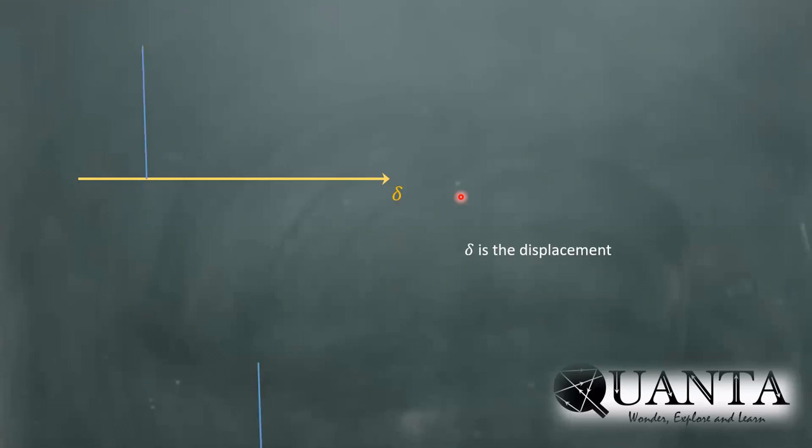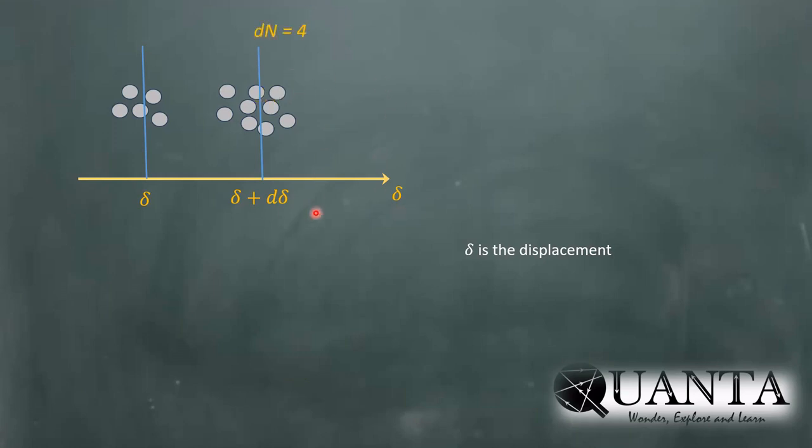The diffusion coefficient represents the random motion of the underlying particles in a given binary mixture. Let's pick displacement as our key ingredient for modeling the random behavior in the diffusion coefficient. We pick the displacement axis and a small interval d delta on it. We could then count the number of particles with displacement between delta and delta plus d delta. Let's say, for simplicity, those particles count to 4.